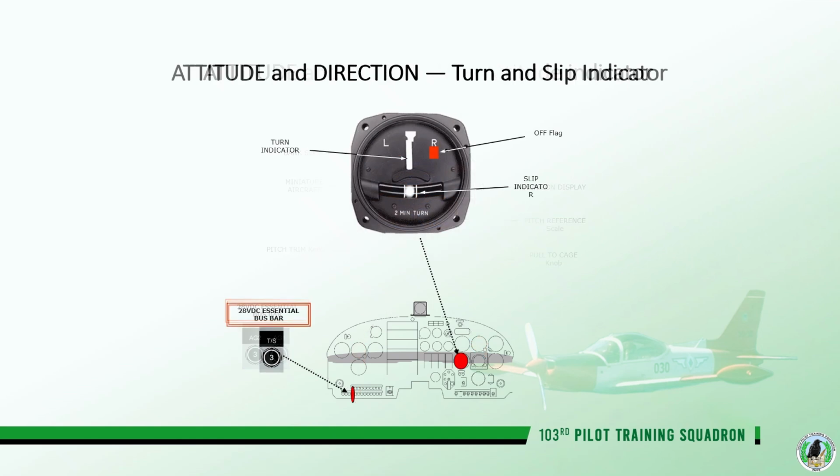Turn and slip indicator. The turn and slip indicator displays the rate of turn and the coordination of the aircraft, helping pilots maintain a coordinated flight. This image provides a detailed view of the turn and slip indicator, including the turn indicator, slip indicator, and the 28 VDC essential busbar connection.